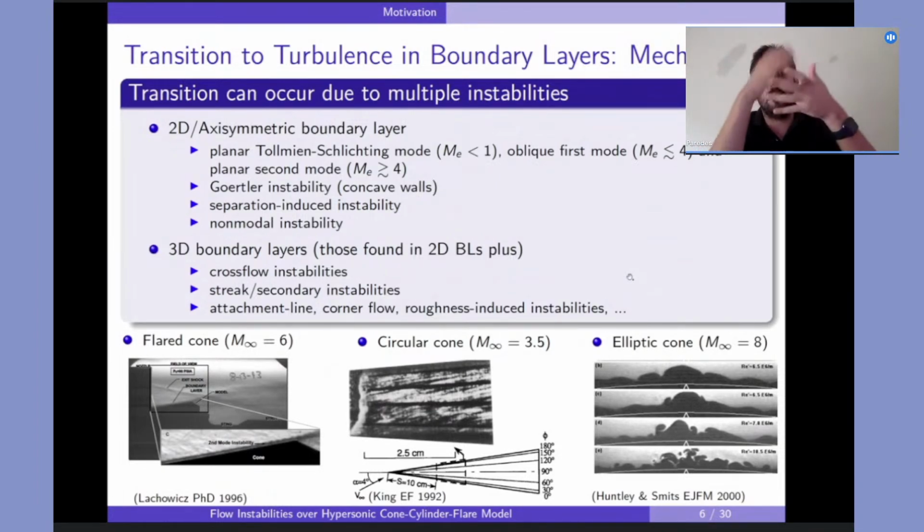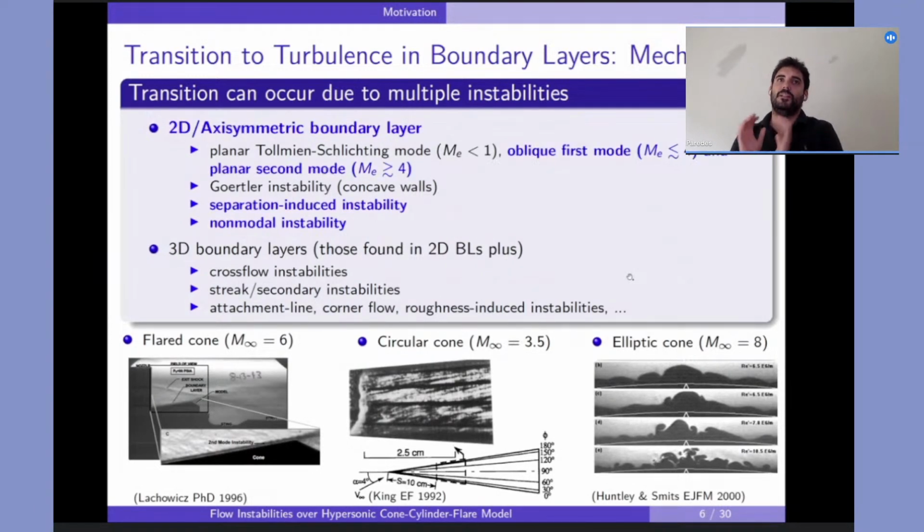And we also have non-modal instabilities that are coming from the non-normality of the Navier-Stokes equations. And then in 3D boundary layers, we have those in 2D plus cross-flow instabilities, streak secondary instabilities, attachment line, corner flow, and re-attachment instabilities. So we have plenty of different types of ways for the flow to become turbulent. And this is everything we need to understand to be able to have a reliable model.